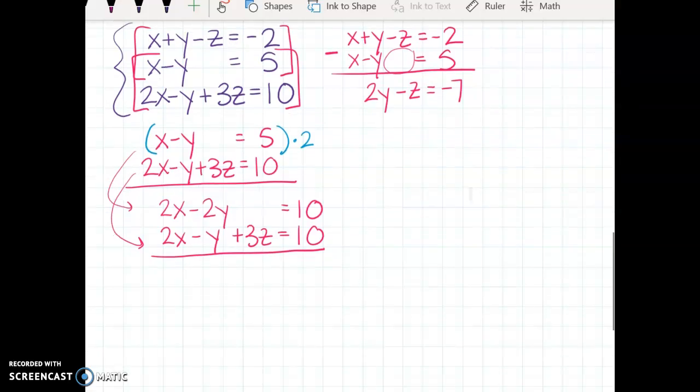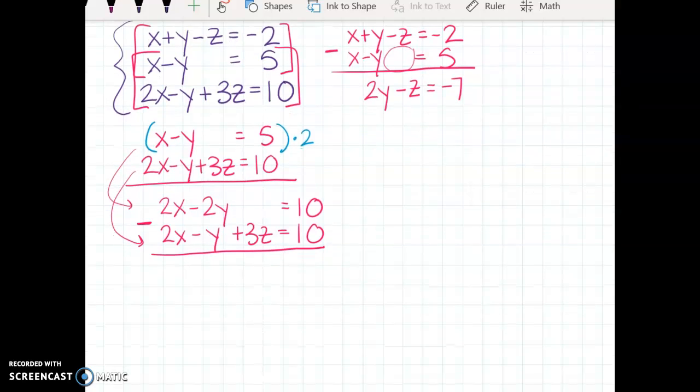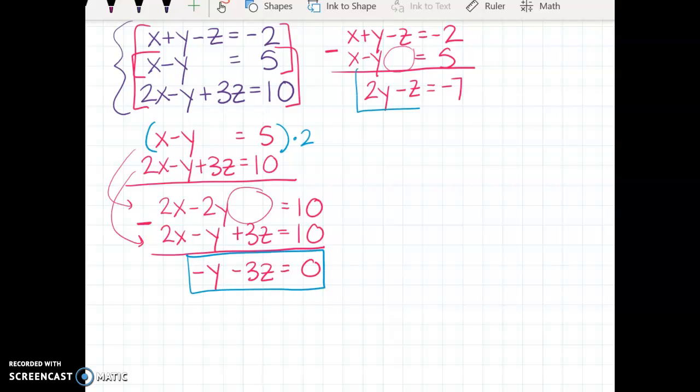To make my x's cancel out, I must subtract. 2x minus 2x is nothing. Negative 2y minus a negative y is negative y. Nothing minus 3z is negative 3z. And 10 minus 10 is 0. So now I have these 2 equations with only y and z in them. 2y minus z is negative 7. Negative y minus 3z equals 0.